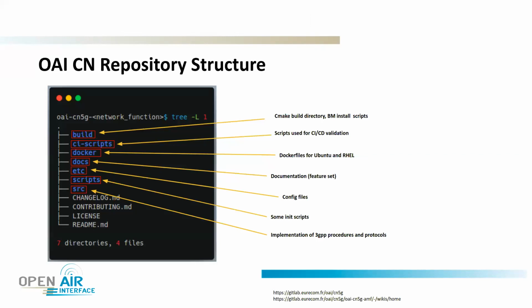If you open any of the repositories, we have different components. You will find the generic structure. For example, we have the build directory, which is used as a CMake build directory. It also has the instructions to install the network component on bare metal.